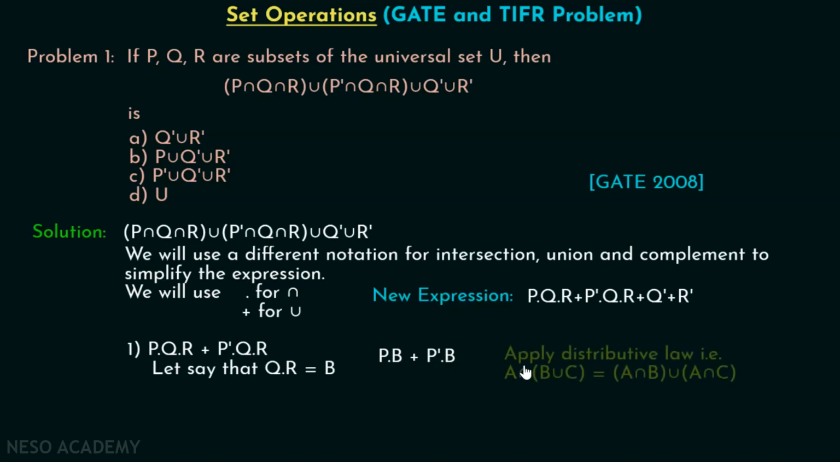Now here we will apply the distributive law. A intersection B union C is nothing but A intersection B union A intersection C. We already know this, right? Here intersection is replaced by dot and union is replaced by plus. So this is similar to A intersection B union A intersection C. Here A is obviously B, B is P and C is P complement, so we have P intersection B union P complement intersection B.